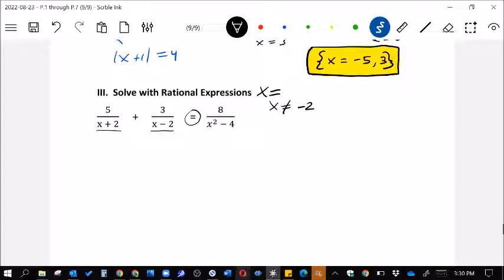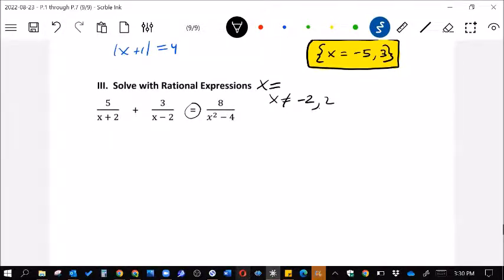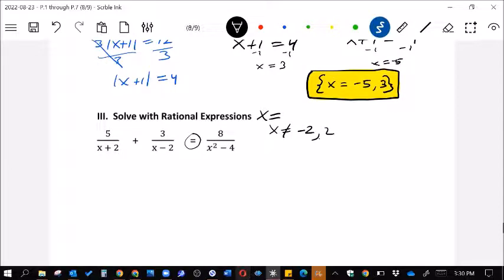We also know that x cannot be a positive 2 because that would make it 0 in this denominator. And both of those are true. So we know those cannot be answers. And here in this one, positive 2 and negative 2 both would give you the 0. So we know we can't use it there. Other than that, now we just try to solve it.